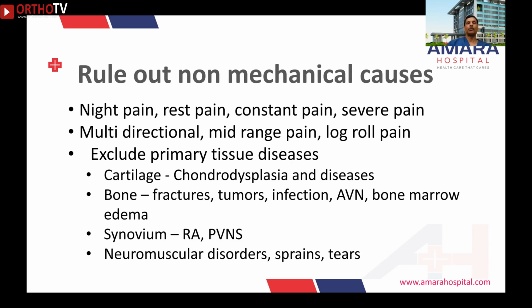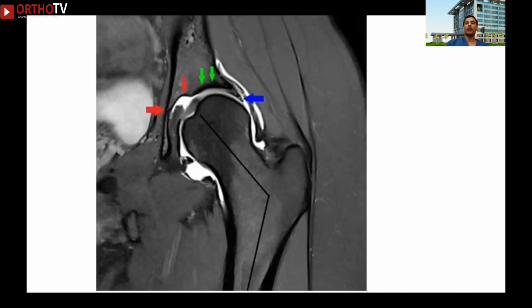Second step, now you know it's hip pain, a hip joint problem. You want to rule out non-mechanical causes like synovitis, rheumatoid arthritis, AVN, bone marrow edema, chondrodysplasia. A high-quality MRI shows all these structures very well, and all the tissue-specific diagnoses can be easily excluded with a normal MRI.